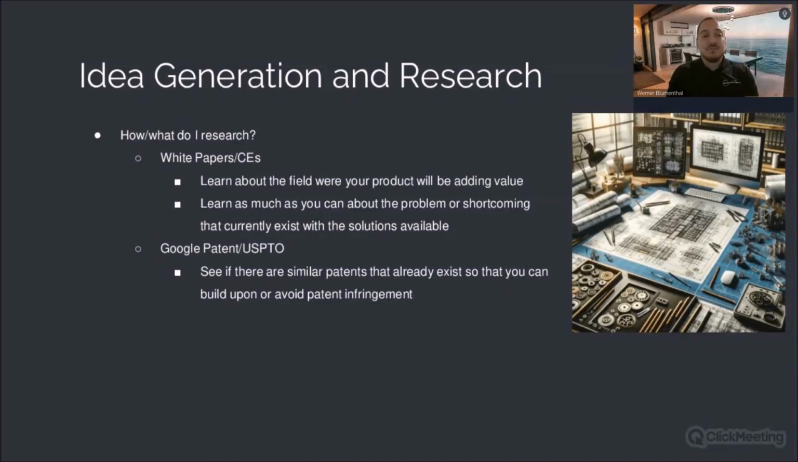How else do you research? Well, you can also look at white papers and CEs. That's more of an academic route. That's once you already kind of understand what you're looking at, you can start honing in on that. And then also check Google Patents and USPTO, right?